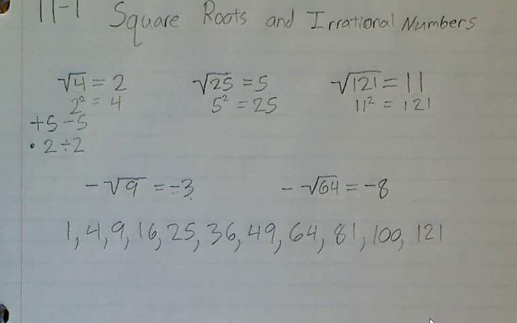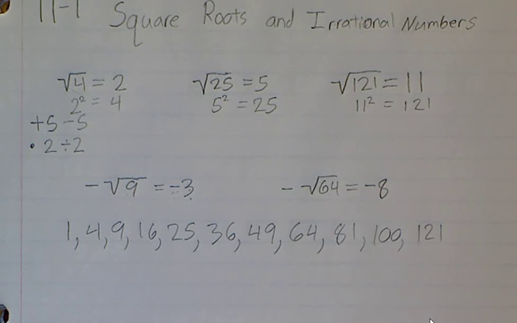This is 1 through 11, all the perfect squares from 1 to 11. They keep going. You can go to 12. You could even ask, what's 28 times 28? That number would also be a perfect square. But we're going to stop here for now. No point in going too far.